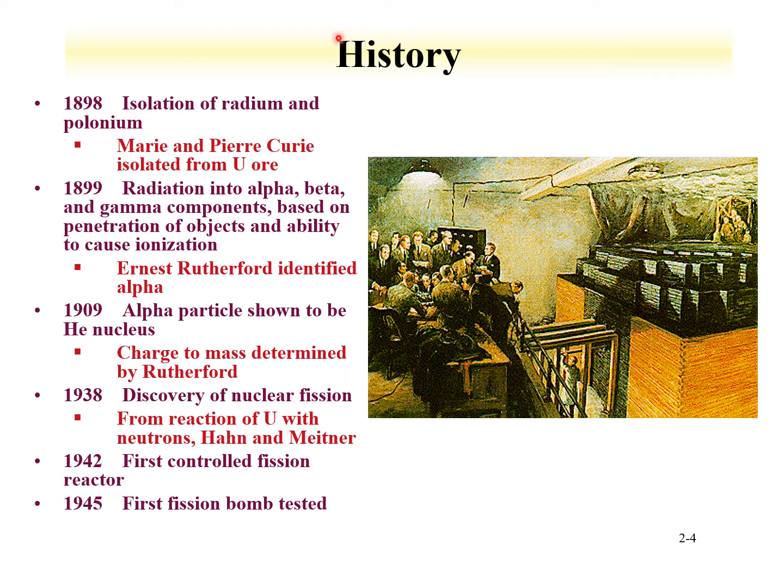This result spurred a lot of other research. Isolation of radium and polonium by the Curies. This was isolated from uranium ore, and of course Marie Curie is famously associated with radium, and polonium was named after her country of birth, Poland. Right at the turn of the century in 1899, radiation was divided into alpha, beta, and gamma components based upon the ability to penetrate objects and cause ionization. Ernest Rutherford wound up identifying the alpha particle, showing it to be the helium nucleus around 1909.